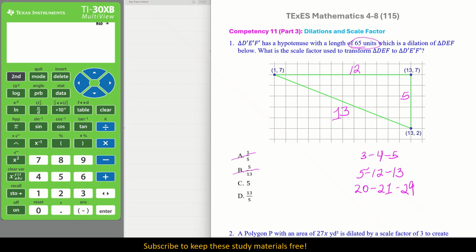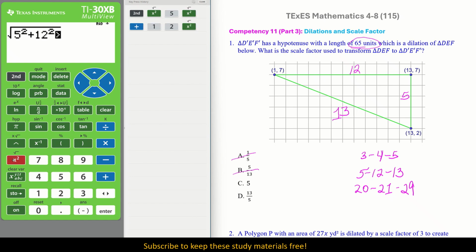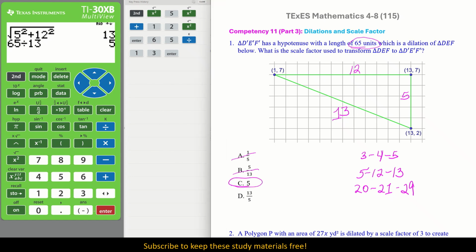But that doesn't matter. You're taking a test, you don't recognize it, who cares? Let's just put it in the calculator. Second radical, 5 squared plus 12 squared gives us 13. Now, we have to go from 13 units to 65 units. So we simply divide. 65 divided by 13 gives us a scale factor of 5, which actually makes sense. All right, so let's go to number 2.